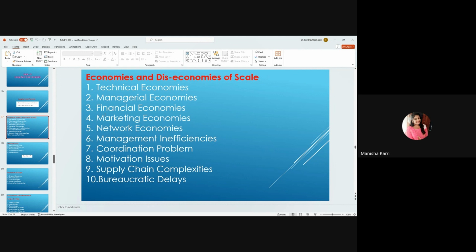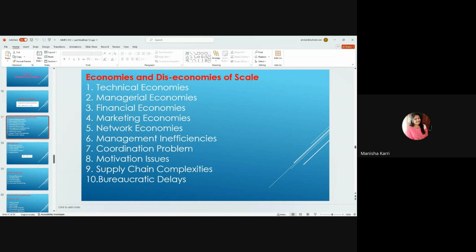Here, management inefficiencies mean it is very difficult to manage a large workforce and complex operations. The operations become more complex. Next, coordination problems. Whenever the company is very big, coordination problems will come, like challenges in communication or coordination across different departments and locations. Later, motivation issues. These reduce employees' motivation and productivity due to a lack of personal connection with the company.